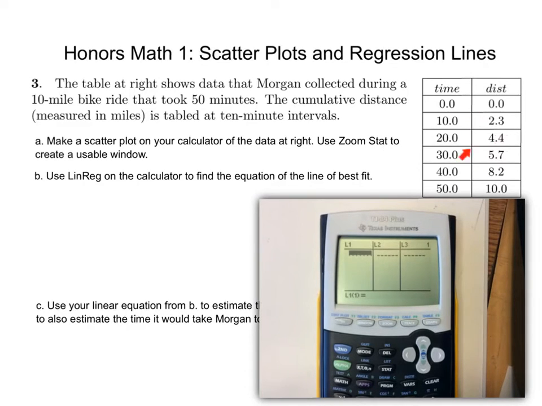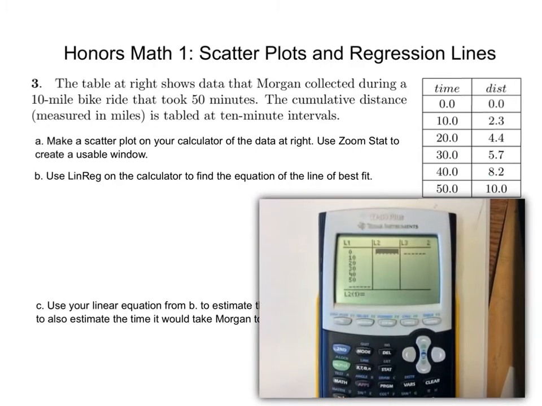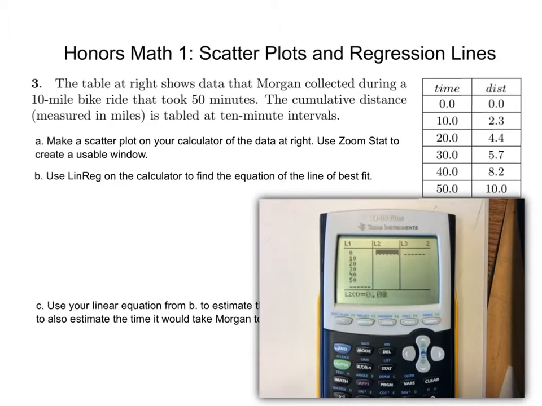So I'm going to enter in the points from our list up here. 0, 10.0, 20.0, 30.0, 40.0, and 50.0. Then the L2, push the right arrow key, I'm going to enter in 0.0, 2.3, 4.4, 5.7, 8.2, and 10.0.